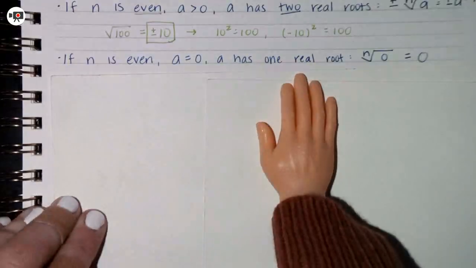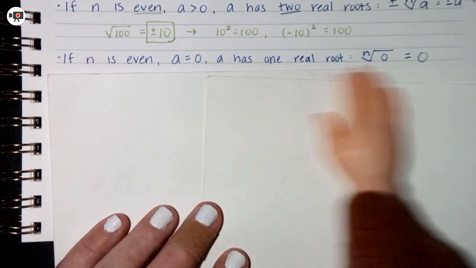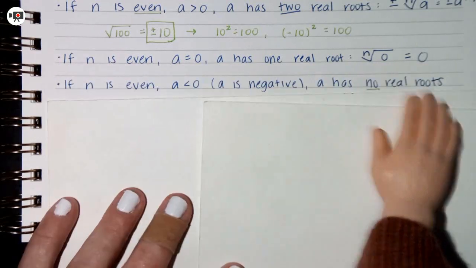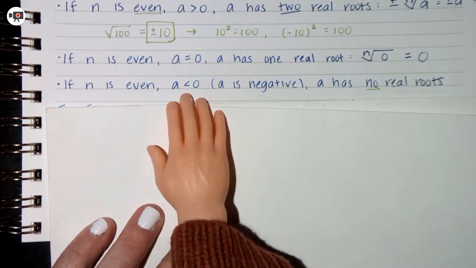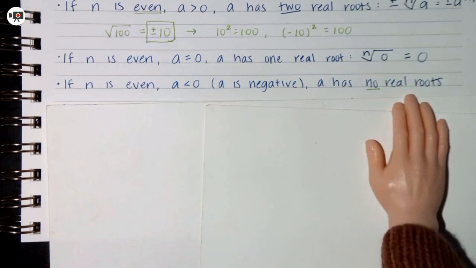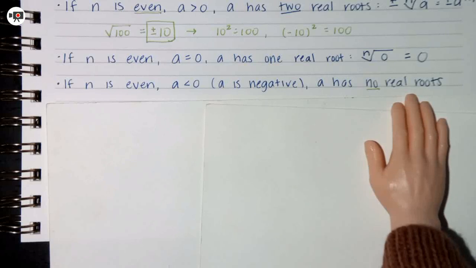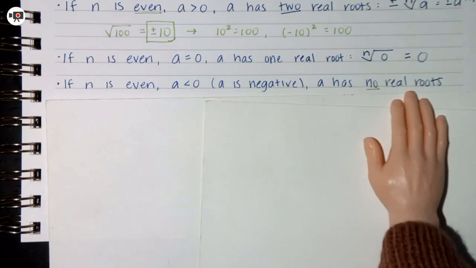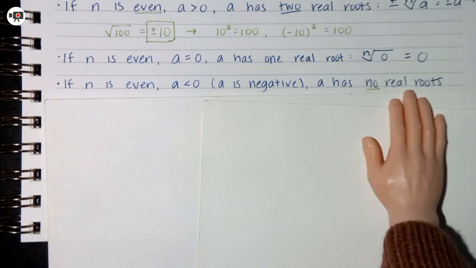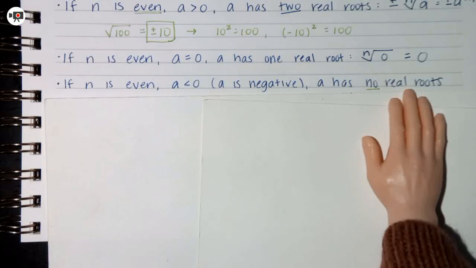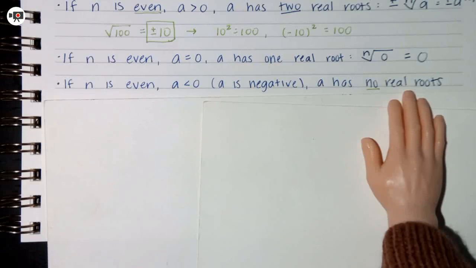If n is even and a is 0, we get one real root. Nth root of 0 is 0. And if n is even and a is negative, so a is less than 0, we get no real roots. It does not make sense to have something times itself to make a negative number. So what times itself makes negative 4? Well, 2 times 2 is positive 4. Negative 2 times negative 2, still positive 4. But I can't have positive 2 times negative 2, because those aren't the exact same number. So it doesn't make any sense. So we would say that's no real roots, no real answers.